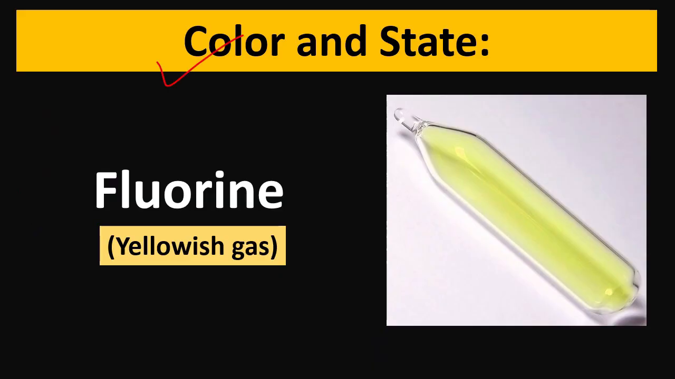Color and state of the halogens. Fluorine exists in gaseous state at room temperature. In this picture you can see a gas ampoule that contains fluorine gas, and you can see here it is yellowish in color, right? So fluorine is a yellowish gas at room temperature. It is very, very toxic, very poisonous.